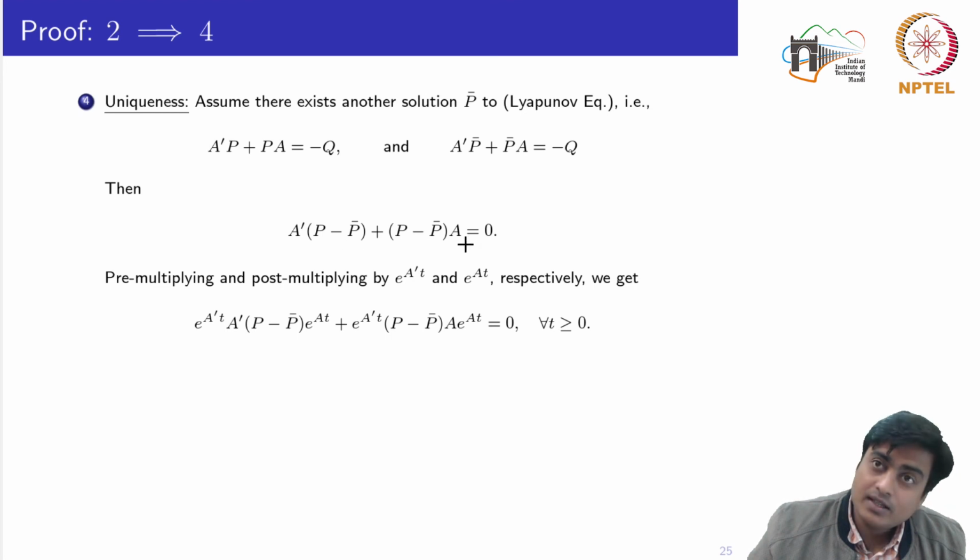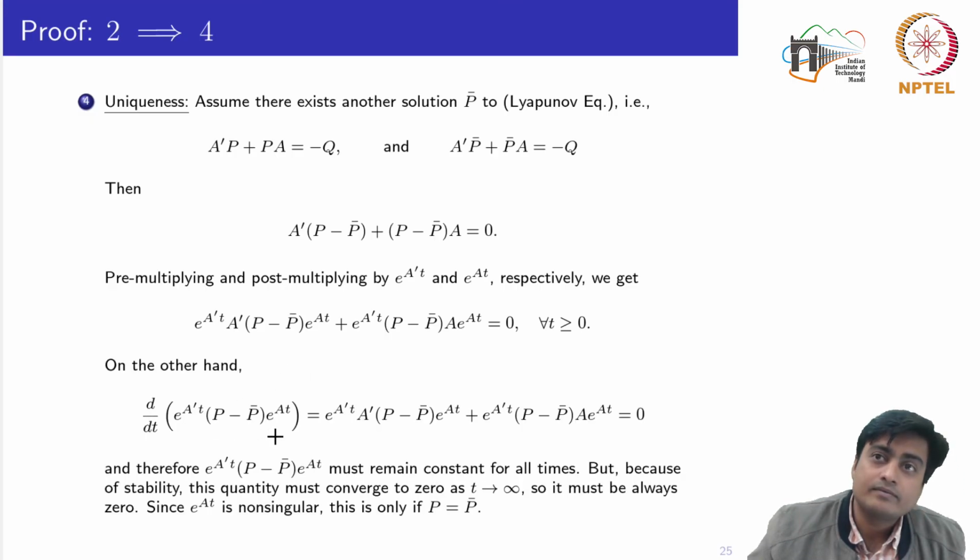Now I multiply this equation, pre-multiplying and post-multiplying by e to the power A transpose t and e to the power At. I can do this because both these matrices are non-singular. The right hand side would remain as it is, equal to 0. Now if you pay close attention, this is actually the derivative of this quadratic form, e to the power A transpose t (P minus P bar) into e to the power At, which becomes equal to this. So what it says is that the derivative of this one is equal to 0.